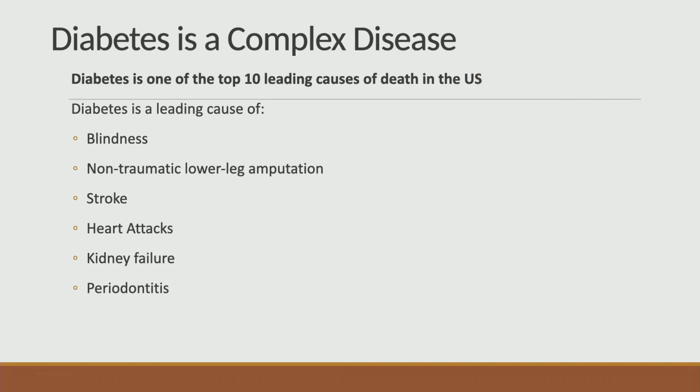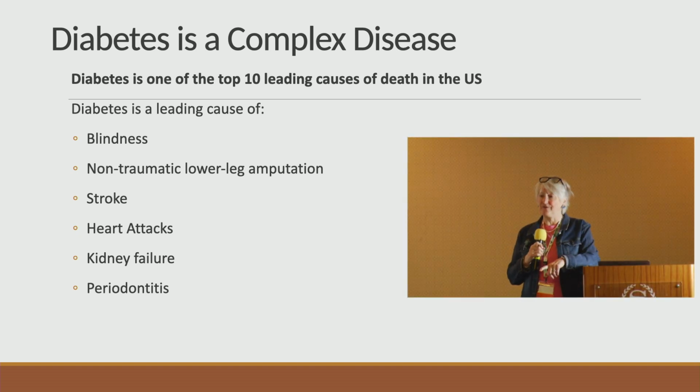So I think I've already mentioned the fact that diabetes is a very complex disease. We know that it's the leading cause of blindness, traumatic leg amputation, stroke, heart attack, kidney failure, and periodontitis. And I put this down here because we forget that patients with diabetes can have very, very bad periodontal disease, periodontitis and gum inflammation, and that actually can really raise sugars and cause problems.